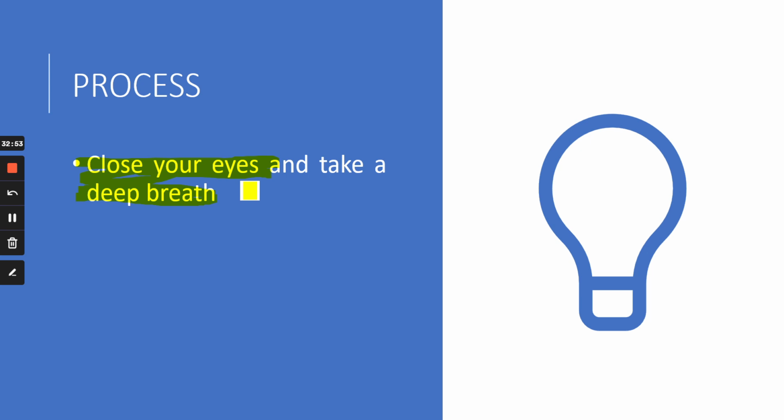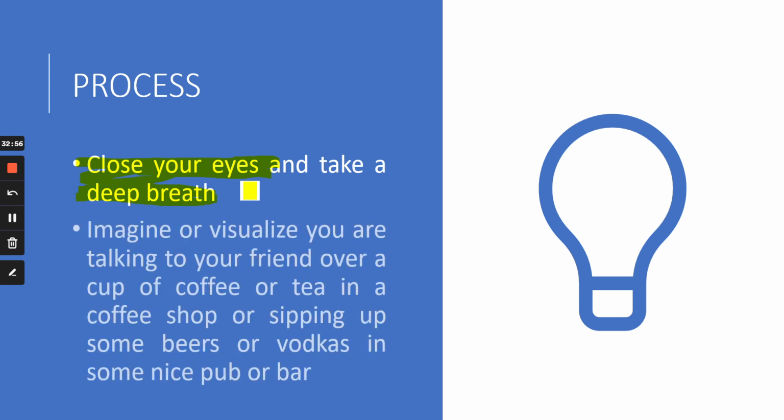So close your eyes and take a deep breath. Now this is the important point. Imagine or visualize whatever you want to do. Imagine or visualize you are talking to your friend over a cup of coffee or tea in a coffee shop, or sipping some beers or vodkas in some nice pub or bar. That means what I want you to do is just close your eyes, take a deep breath, and take yourself out of the exam center. Don't think that you're sitting in an exam center, okay?